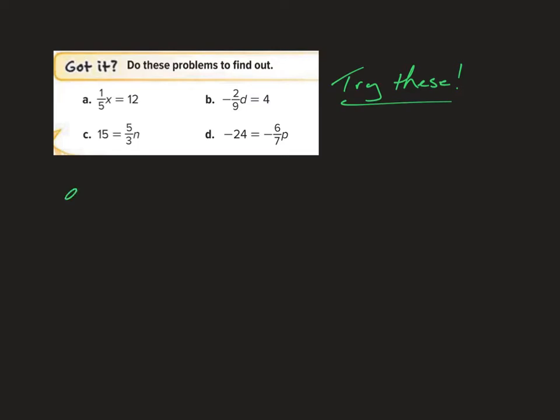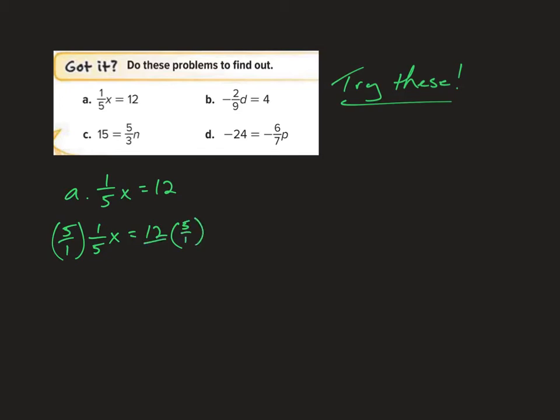So let's start out with A. Got 1/5 x equals 12. So I'm going to rewrite the problem just to give myself some more room. Remember, the strategy is I'm going to multiply 1/5 x by its multiplicative inverse. I'm just going to put that in parentheses to stand for multiplication. I have to do the same thing to the other side of the equal sign.